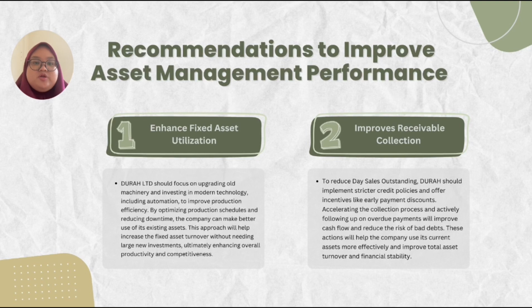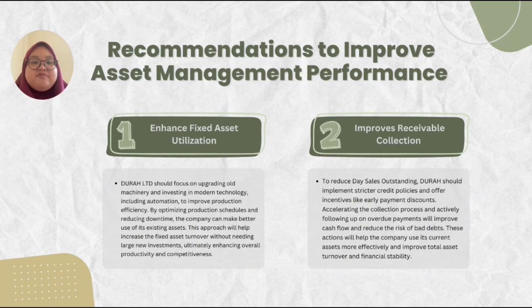Next, I will present 2 key recommendations where DURAH LTD can improve its asset management performance to better compete with its rival. First, enhance asset utilization. DURAH LTD currently uses outdated machinery which affects efficiency and increases downtime. Upgrading equipment can improve reliability and output. Investing in modern technology and automation will help speed up processes, reduce errors and boost productivity. Optimizing the production schedule will also make better use of machines and labor. This step will improve fixed asset turnover without needing major new investment.